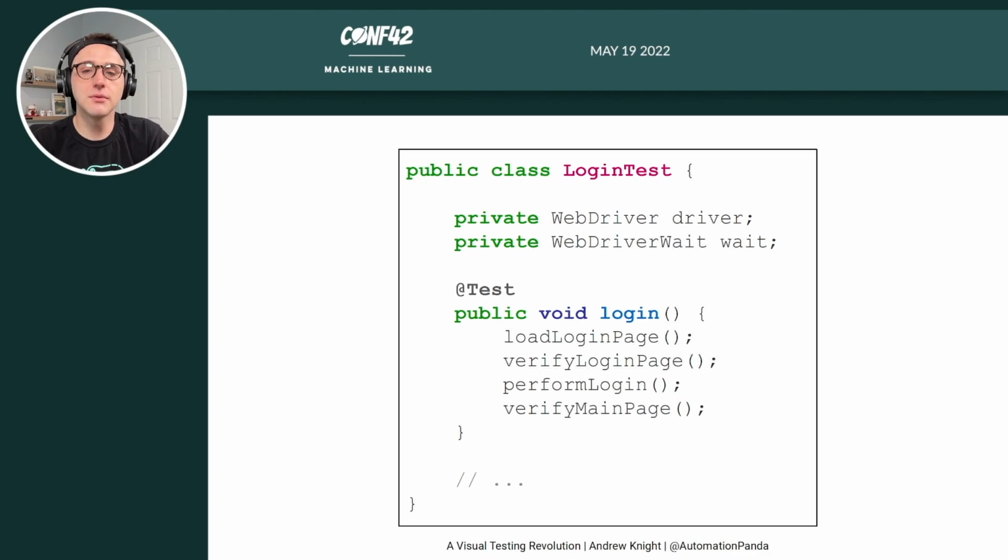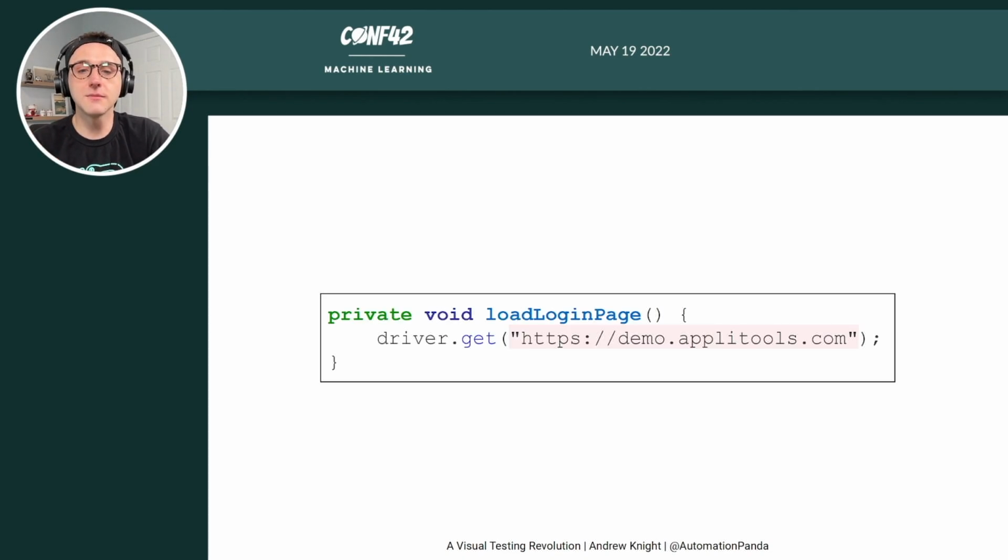JavaScript, C#, Python, and Ruby are other popular languages for test automation, and Cypress is a very popular alternative to Selenium. In Java, we can write a JUnit test class named loginTest and create a test case method named login. This test case method calls 4 helper methods, one for each step.